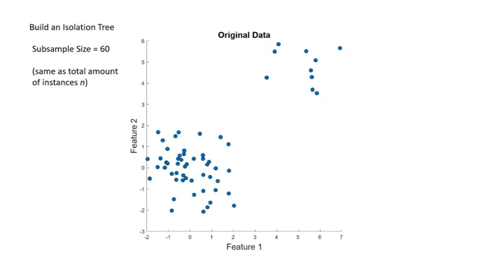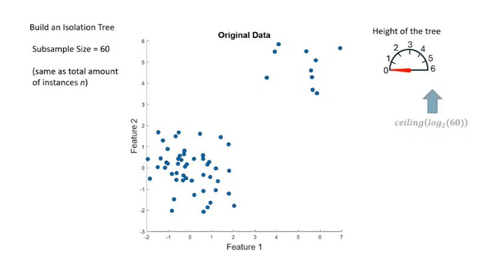Trees are constructed by recursively partitioning the given training set until instances are isolated. The recursion can also be stopped when the tree height reaches a specific value. The authors automatically select this height as the log base 2 of the subsampling size. The reason for growing trees up to a specific value is that we are only interested in data points that have shorter than average path lengths, as those points are more likely to be anomalies.